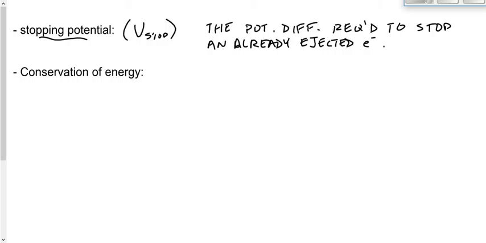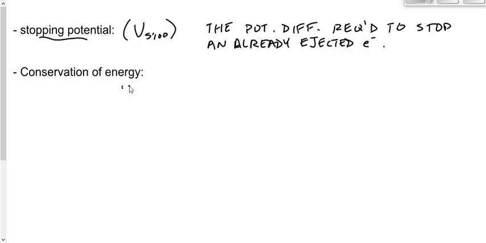Finally, conservation of energy. What do we mean by this? Well, energy can't be created or destroyed. It can be transformed from one type to the other. It can be transferred from one thing to another. Sorry, before I give you this, I wanted to give you an equation for this.